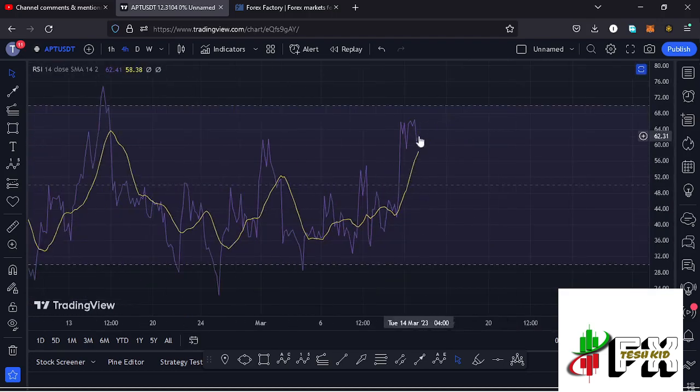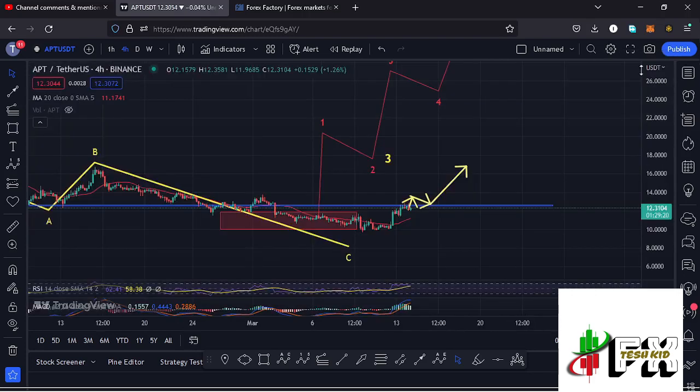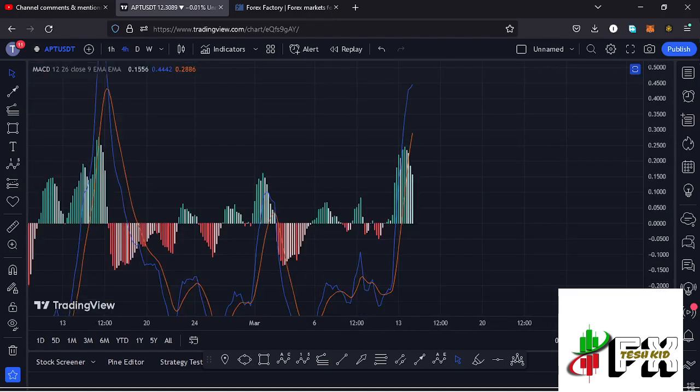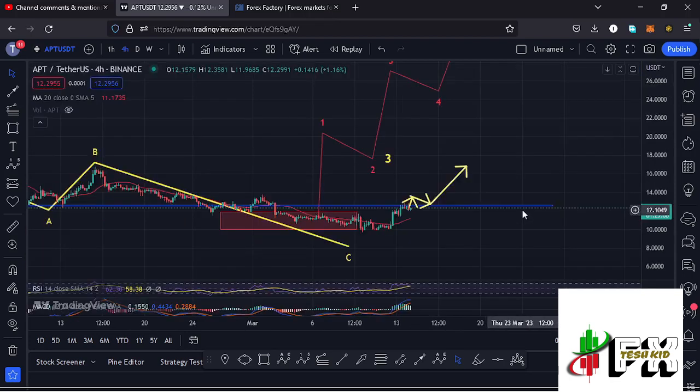On the RSI, we are trading at around the 62 mark, meaning we have massive room for us to fully support higher prices in the formation of that larger Elliot wave count 3. Also taking a look at the MACD, we have been able to print a bullish cross, fully supporting higher prices in the formation of that wave 3. So let's be patient and see how that plays out, and I'll be keeping you updated.